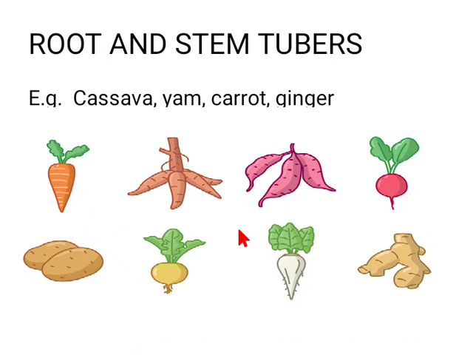Then roots and stem tubers. There are some stems that are under the ground, so they become swollen as a result of deposition of food that is manufactured in them. Food is deposited in them, and we have some roots that become swollen. So we call them root and stem tubers: cassava, yam, carrot, ginger, etc.